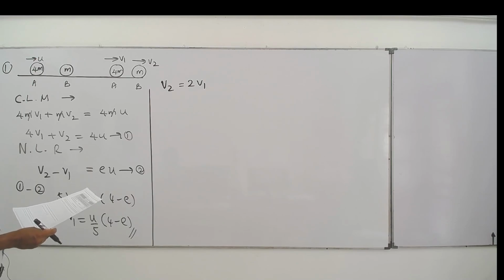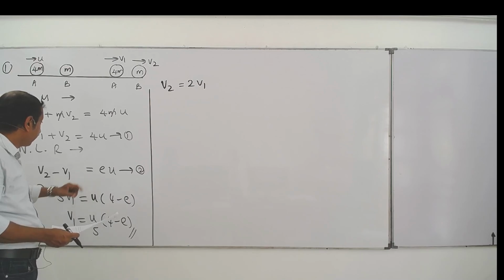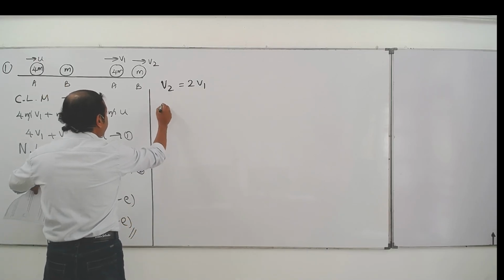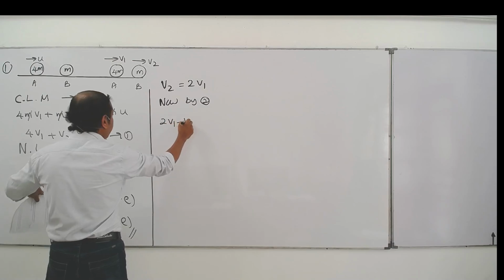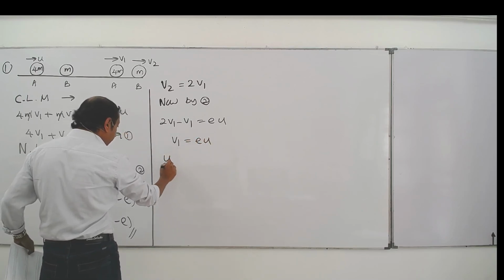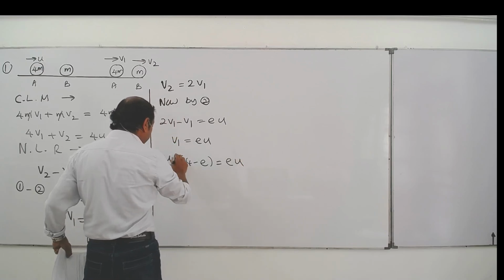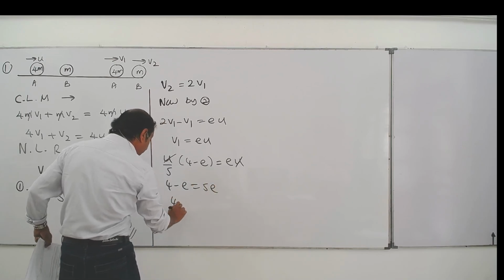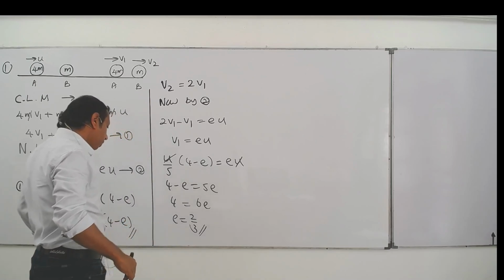v2 is 2v1, correct. Now we put that in number 2. Number 2 or number 1, wherever we put, we get the answer. Substitute for v2: 2v1 minus v1 is equal to eu. Here v1 equals eu, and v1 is u by 5 times 4 minus e, equals eu. This and this you can cancel down. 4 minus e is equal to 5e. Take this right hand side, 6e, divided by 6, we get e equals 2 by 3. e is 2/3.